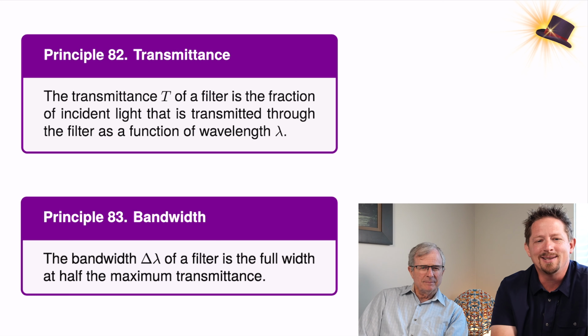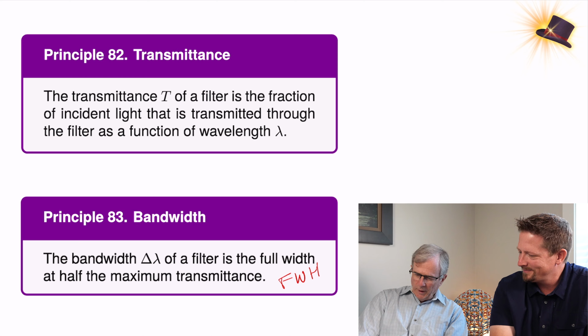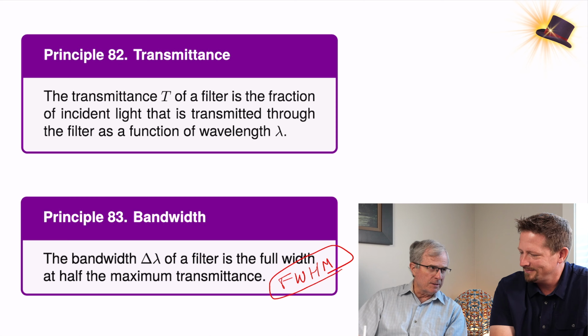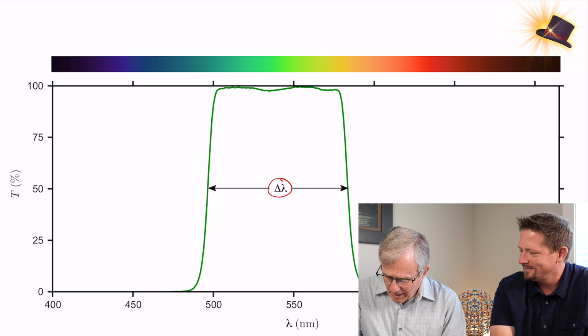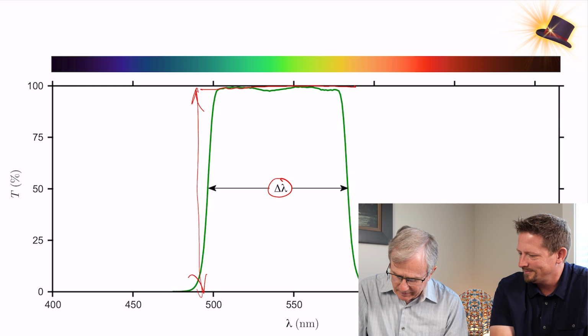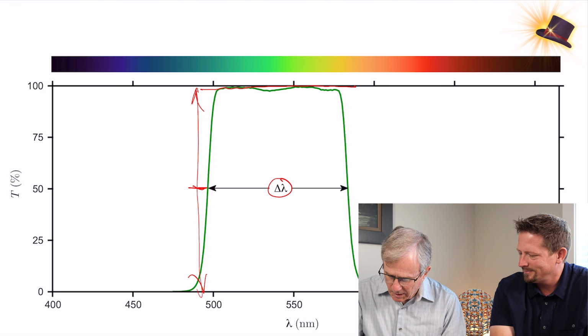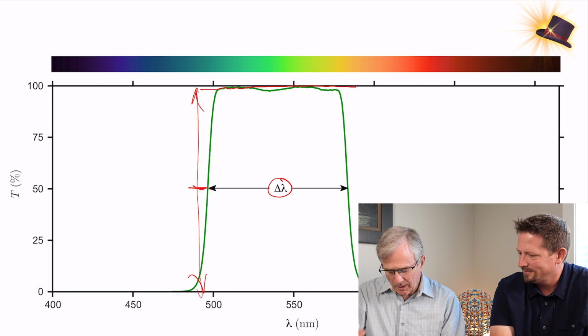Principle 83, bandwidth. The bandwidth delta lambda of a filter is the full width at half the maximum transmittance. So it's the old full width at half max, and we'll spend a lot of time thinking about full widths at half maxes for stars and that sort of thing, but the same thing applies here. So delta lambda is at half the maximum, so here's the maximum here. It's almost 100%. If you take half of that, and then you measure the width of that pass band at half the maximum, that's called the bandwidth.